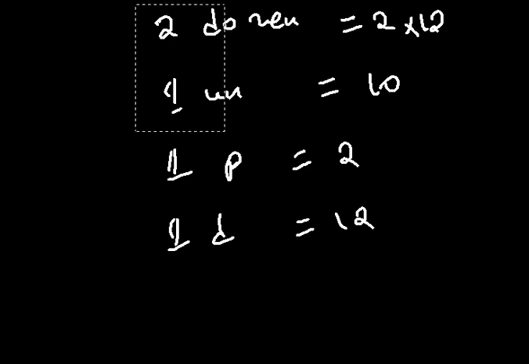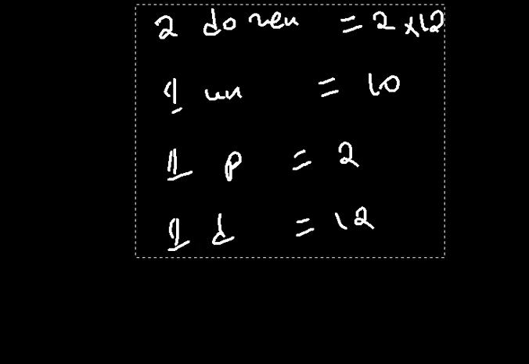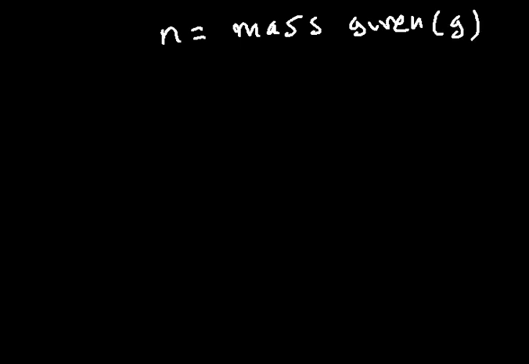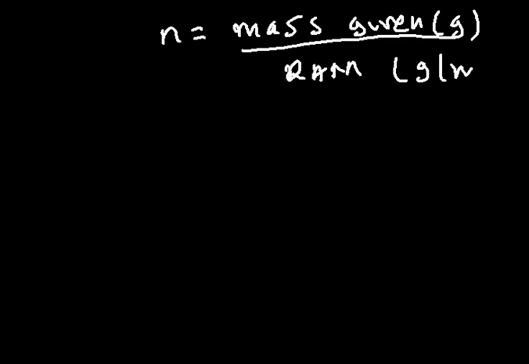So 1 mole corresponds to the Avogadro number, which is 6.023 times 10 to the positive 23. And let's say given a substance, how can we have the number of moles? Now, the number of moles is given as the mass given, which has to be in grams, divided by the relative atomic mass, which is said to be the LAM. And the LAM has to be in grams per mole.